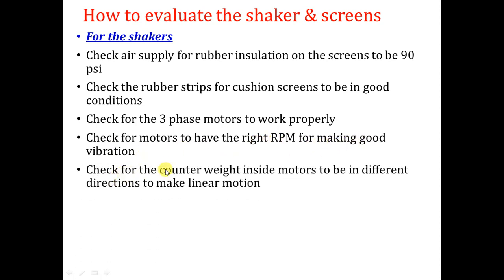Okay. Check for the counterweight inside the motors, to be in different directions to make a linear motion. This is a very important one because sometimes you see that the cuttings are not going out from the shaker, but they are going inside the shale shaker. So how to fix this? At first, you have to check the three phases of the motor, and you can change any one with the other one in order to get the right direction.